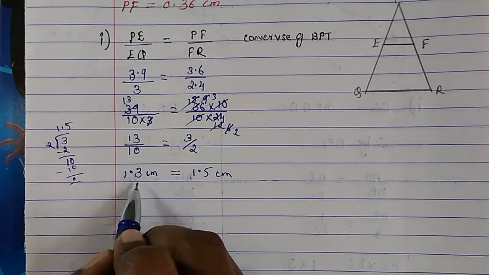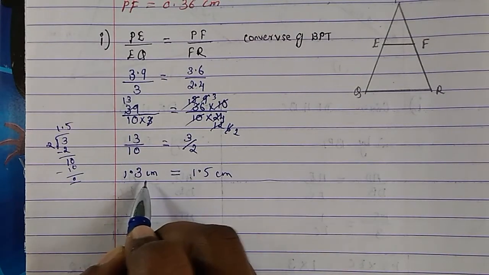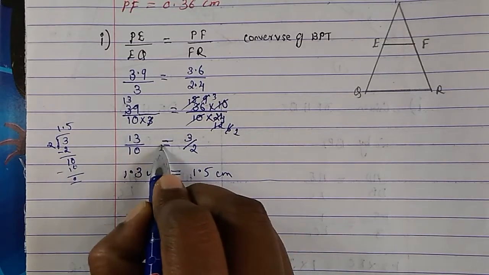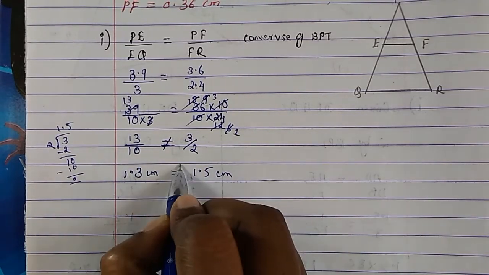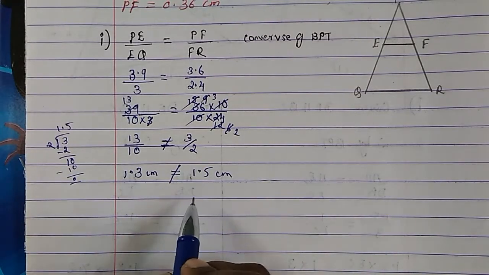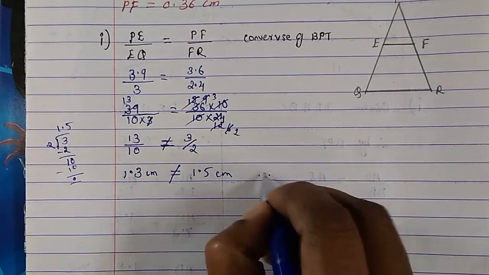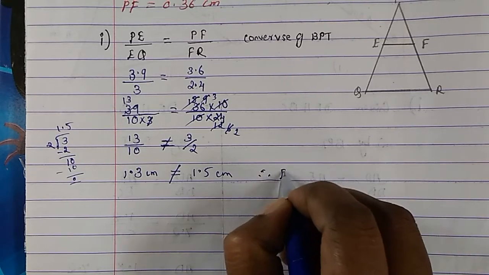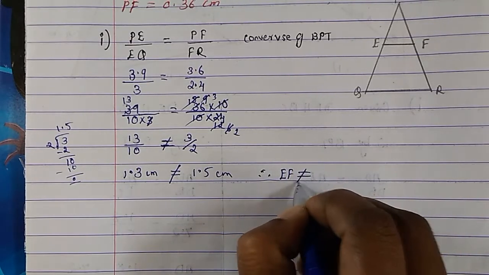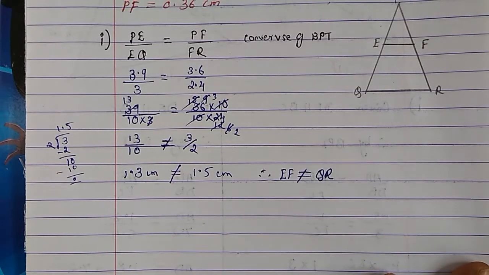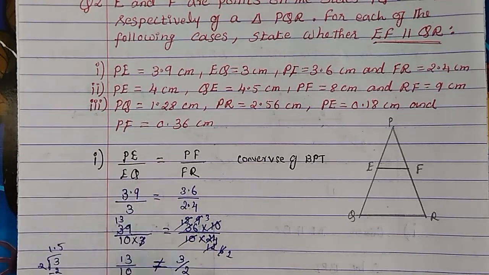So now you see, this is 1.3 centimeter, here it is 1.5 centimeter. So this is not equal. So when ratios are not equal, then we can say, therefore, in this case, EF is not parallel to QR. I hope it is clear to you.